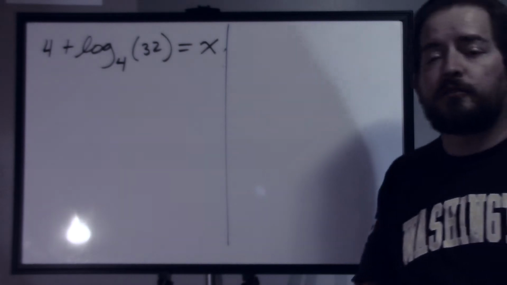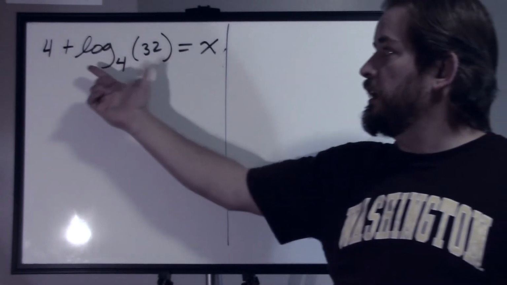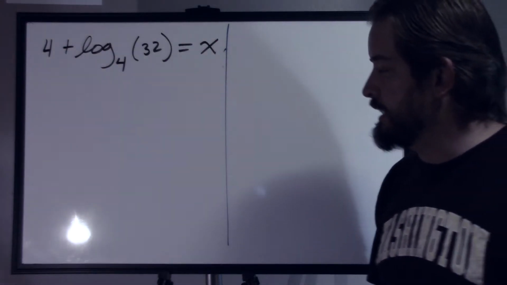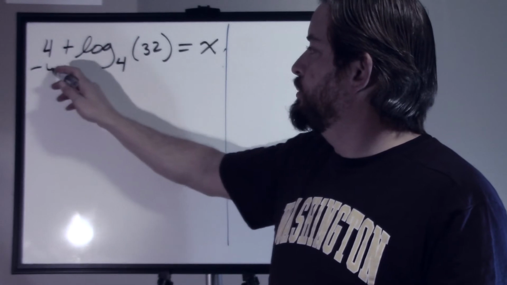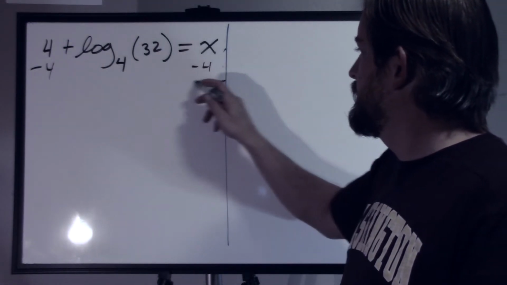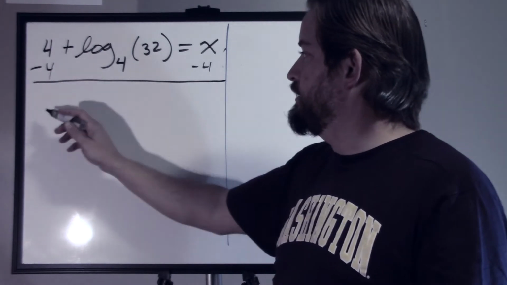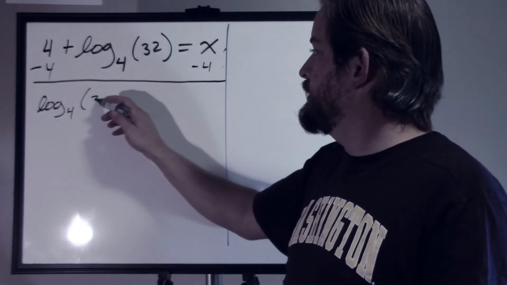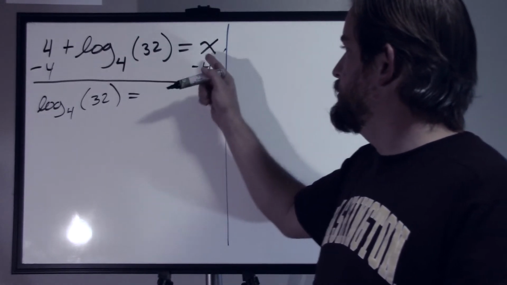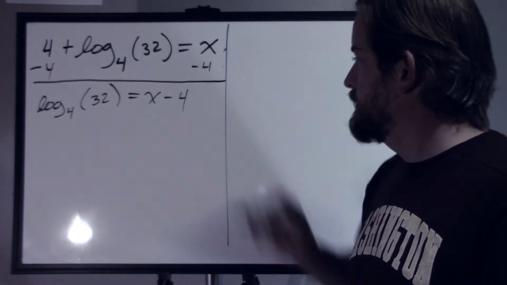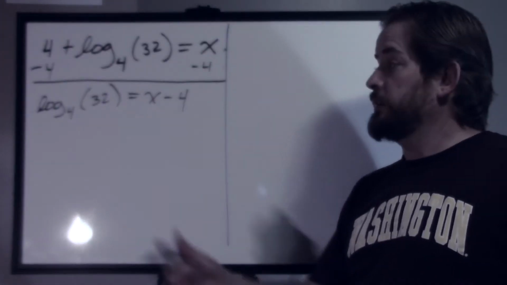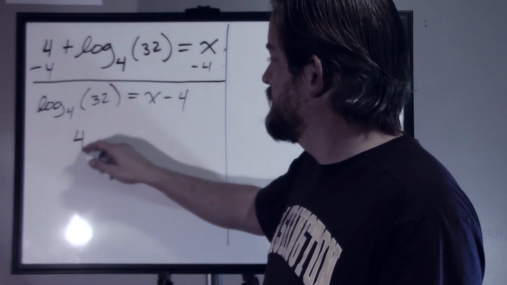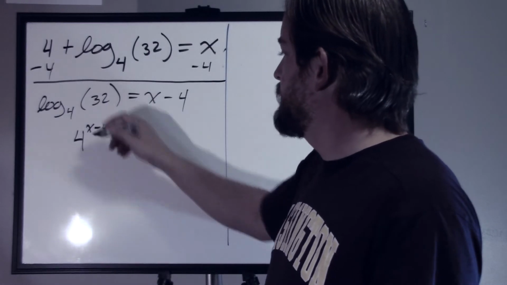Now we have to take care of that first step, and that is to isolate the log. The log has this 4 that's added to the left of it. I need to get that out of there so that I can rewrite this as an exponential. So I'll simply subtract 4 from both sides. That eliminates the 4 and leaves me isolated with a log. Base 4 of 32 is equal to x minus 4 on the right. Okay. Now I can rewrite this as 4 raised to the x minus 4 power is equal to 32.